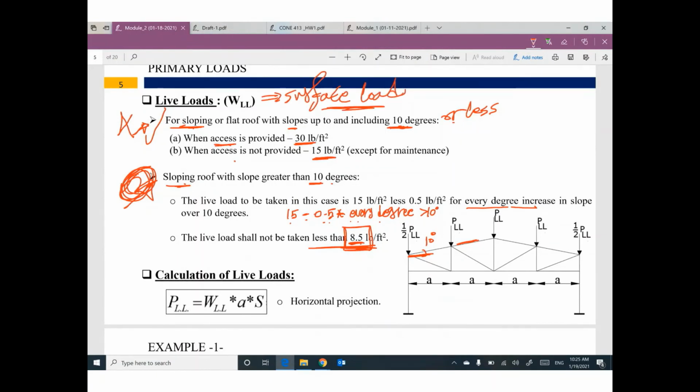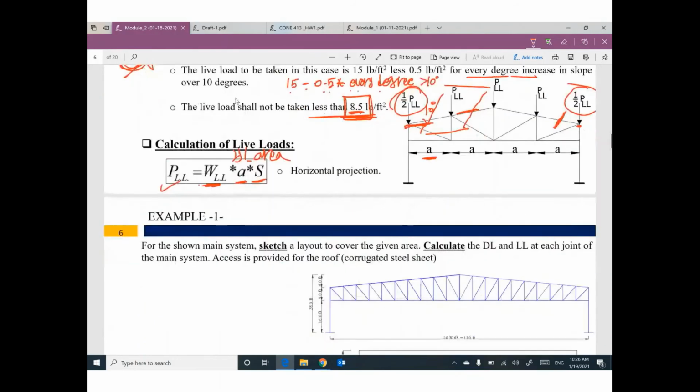Okay, this live load is a surface load. We need to convert it to a concentrated load. By the way, any live load is a horizontal projection. If you would like to convert the surface load to a concentrated load, go ahead and multiply it by the horizontal area. A times S is the area assigned to each joint. Multiply it by W live load, and you get P live load as a concentrated load. And make sure the joint at the edge will have half the value, because they are serving from one side only. We don't have anything from the other side.